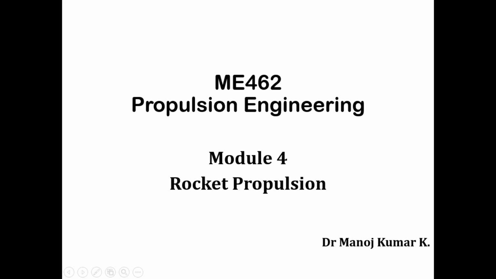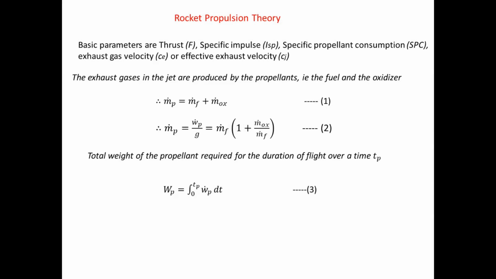The next portion is rocket propulsion theory. In the previous session, we had seen aircraft propulsion theory. Now, the basic difference between rocket propulsion and aircraft propulsion is that aircraft propulsion normally happens within the surface of the earth only, so there will always be air pressure and all those things, but rocket propulsion can take place in outer space also. So there is a major difference.